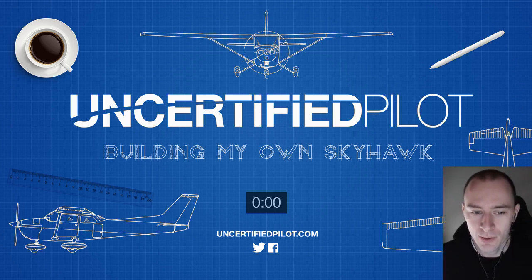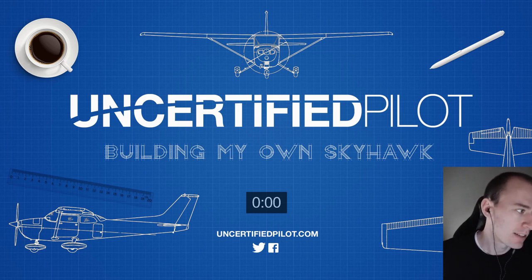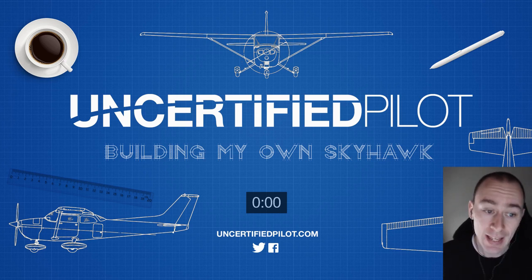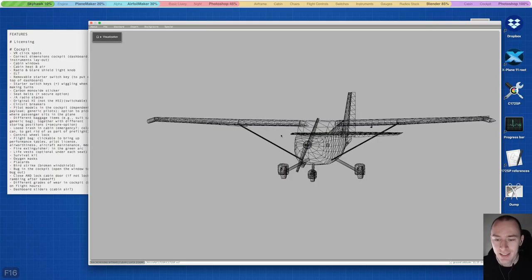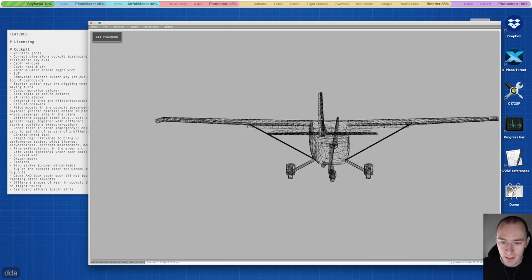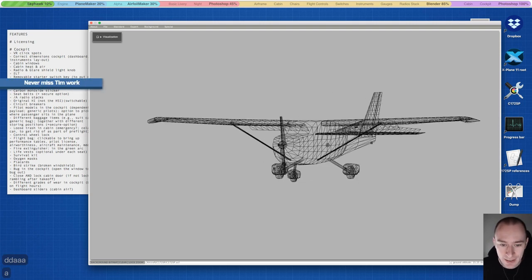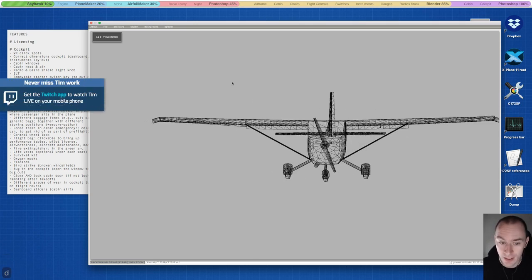Hello everyone, so we continue with our build of the Skyhawk today, and we're making actually quite some progress here. This is our current build. I'm quite pleased with it. Yesterday evening, oh sorry, let me switch to my proper OBS scene here. This is the Skyhawk, and we're making quite some progress.